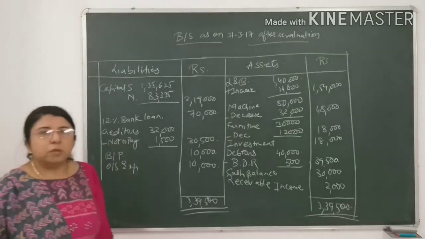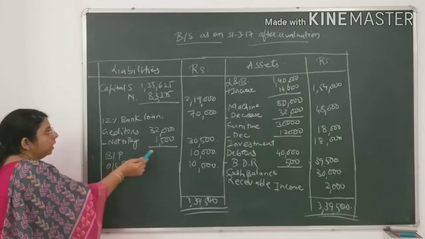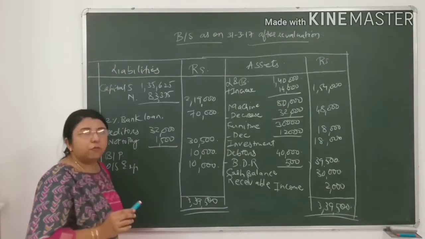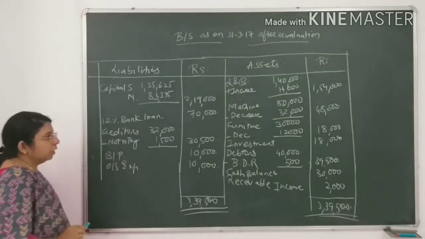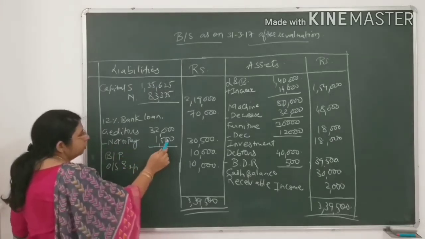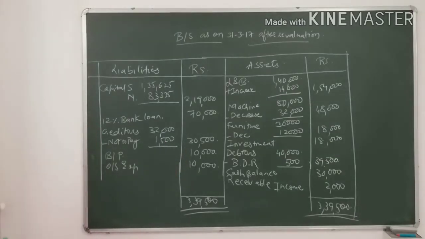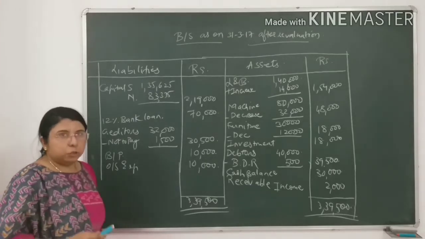Creditors in the question balance sheet was given 32,000. Now we do not have to pay rupees 1,500. We have to mention over here the increase or decrease in the value of assets and liabilities. We do not have to pay that 1,500, so you will subtract it, and in the outer column you will write 30,500. That is the new value of the creditors after the revaluation.